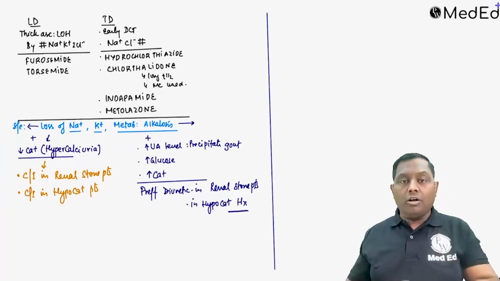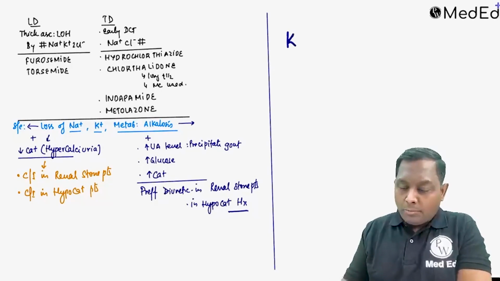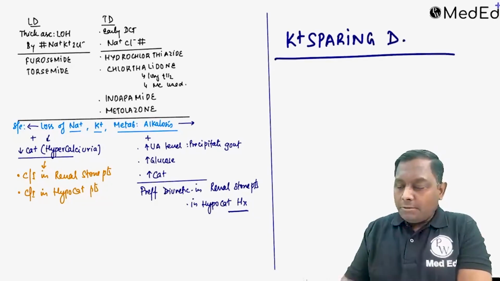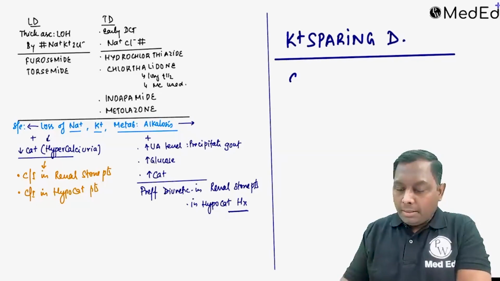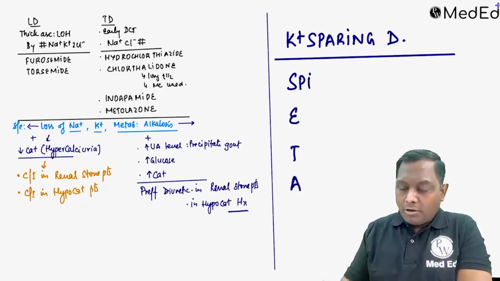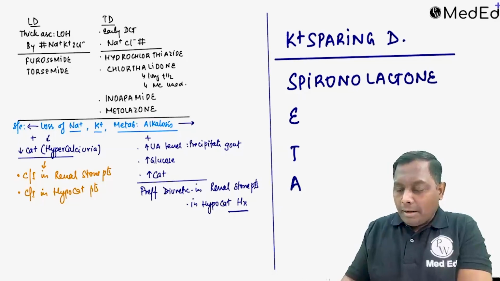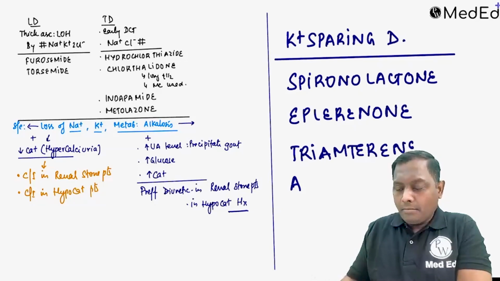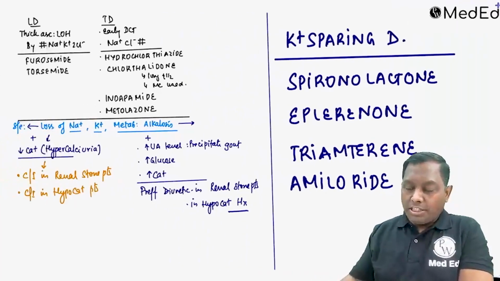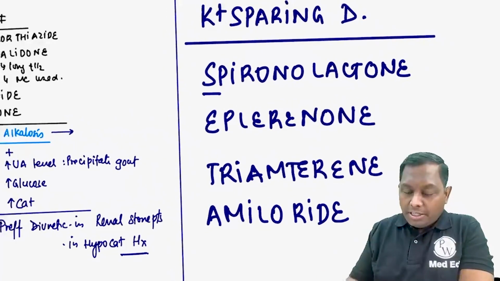In addition to this, remember we also have one more kind of diuretic, called potassium-sparing diuretics. The potassium-sparing diuretics can be remembered by the very simple mnemonic SETA, which stands for spironolactone, eplerenone, triamterene, and amiloride. So these are your potassium-sparing diuretics, and you can remember them very easily by the simple mnemonic of SETA.